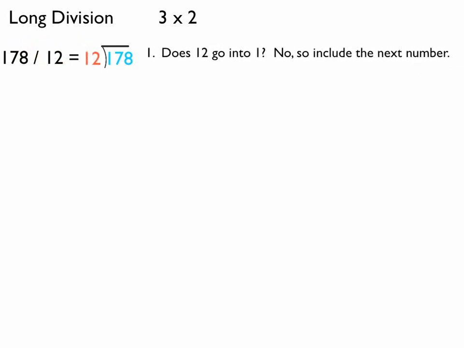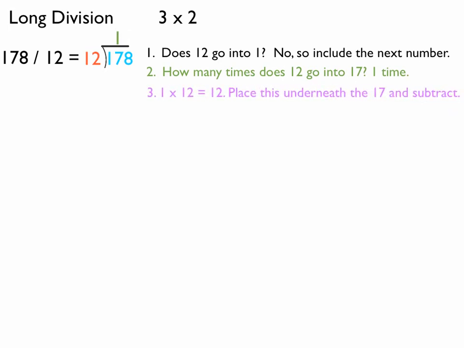So let's go ahead and do long division of 178 divided by 12. I'm going to set up in long division form, like so. Does 12 go into 1? No, it does not. So you need to include the next number. How many times does 12 go into 17? Well, it goes in 1 time, so I put a 1 right there.